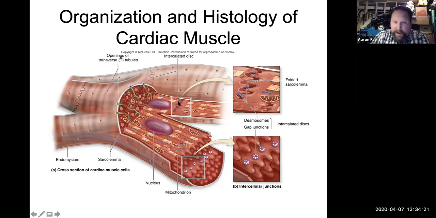If we take a blow up of those intercalated discs, that's just the union where two cells butt up against each other. You can see lots of desmosomes to hold the two cells together and lots of gap junctions, which are going to serve as electrical synapses. So one cell is going to share an electrical signal to contract with the neighboring cell, and it will pass through those gap junctions.